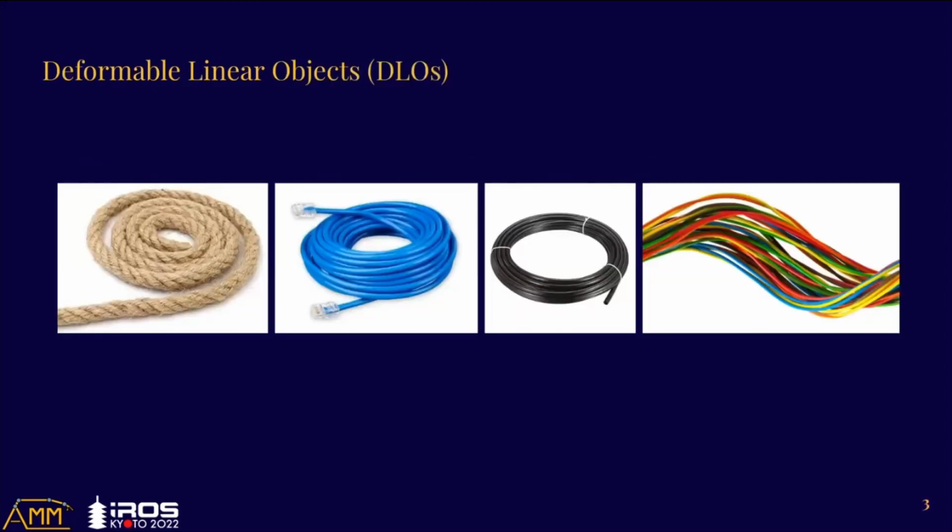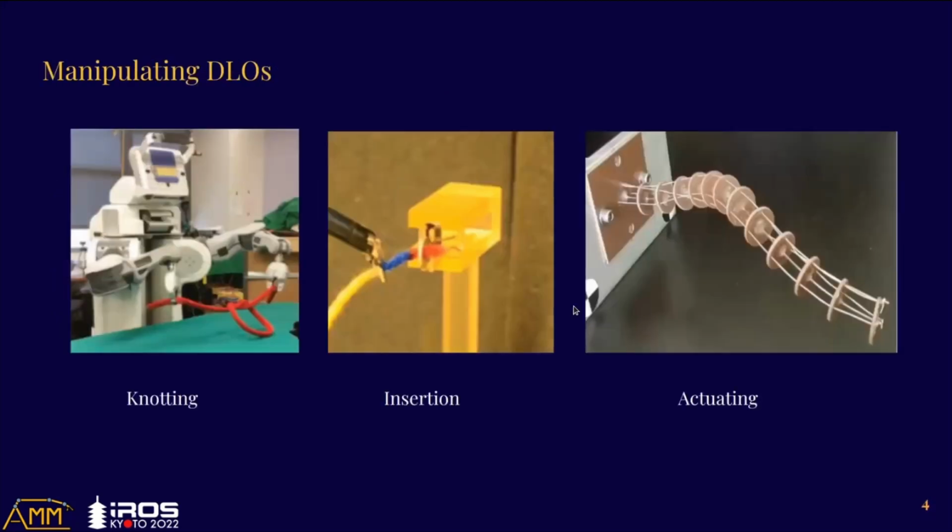Some of you might have no idea what deformable linear objects are. They are objects like ropes, cables, hoses, wires, which are common in our daily life. They are also very common in many robot manipulation tasks, like rope knotting, insertion, or even performing actuators in soft robots or continuum robots. Therefore, we need to control DLOs to complete these tasks, and we need perception. We need to track DLOs for achieving feedback control.